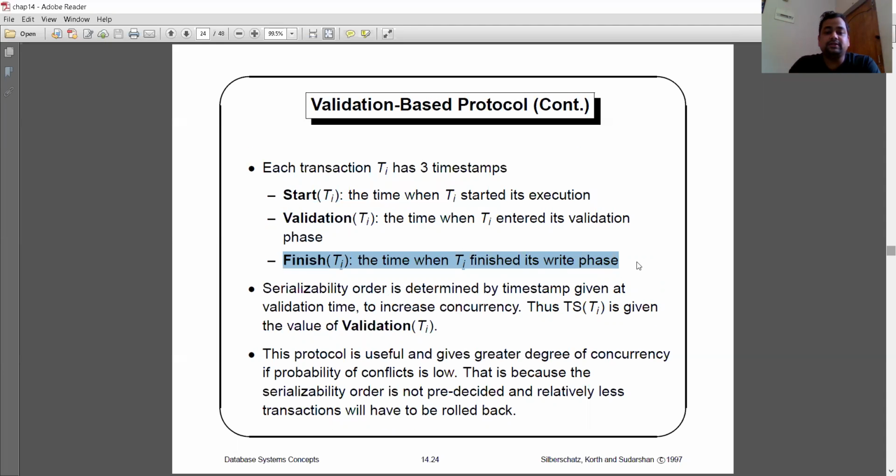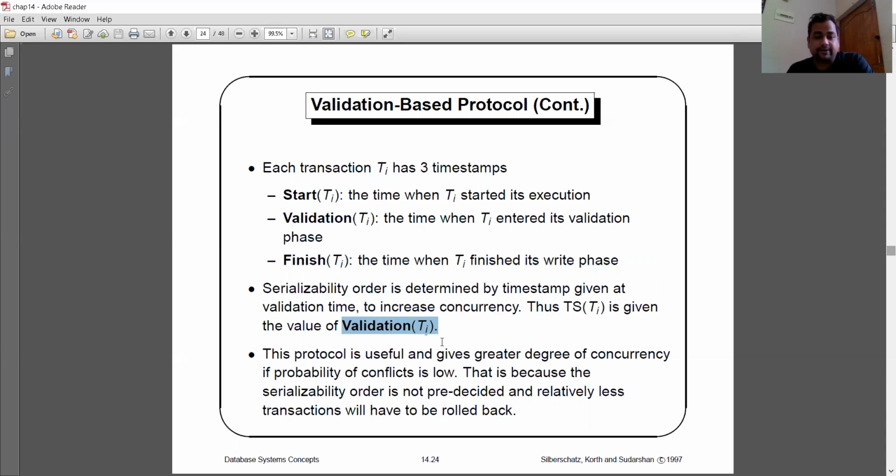So the serializability order is determined by the timestamp given at validation time, to increase the concurrency. Thus, the timestamp of Ti is given the value of the validation time. So the timestamp of Ti can be directly associated with the validation of Ti.